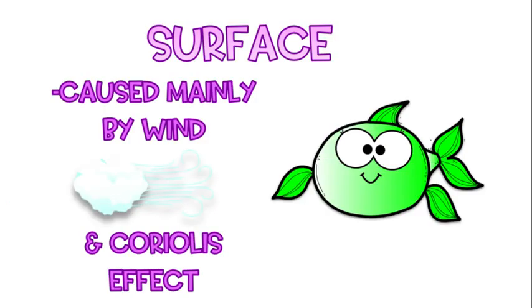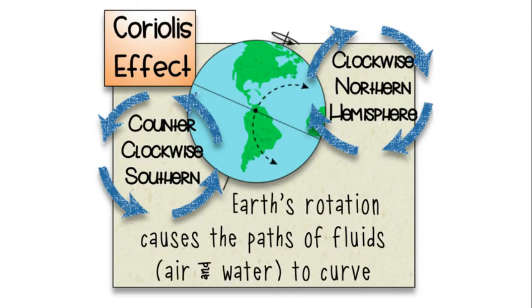Surface currents are caused mainly by wind and the Coriolis effect. Wind and water are affected by the Coriolis effect. The Coriolis effect is the shifting of global winds and surface currents caused by Earth's rotation. The wind and surface currents move in a clockwise direction in the northern hemisphere, and they move in a counterclockwise direction in the southern hemisphere.